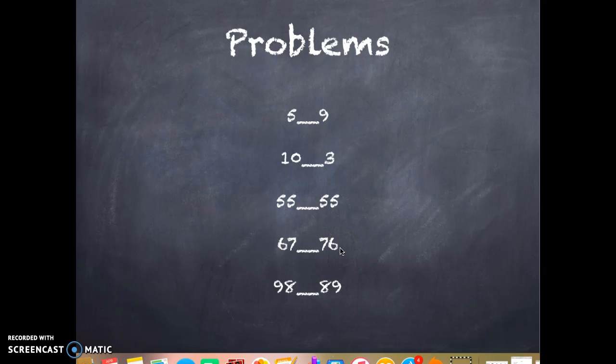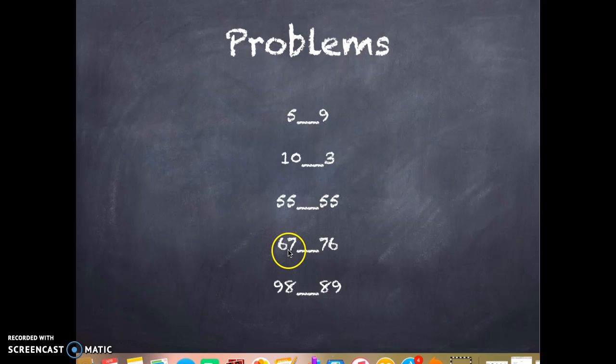Which one should the alligator mouth be facing? Which way? All right, hold up your boards. Awesome, you guys are getting better at this. Yes, it should be facing towards 76.